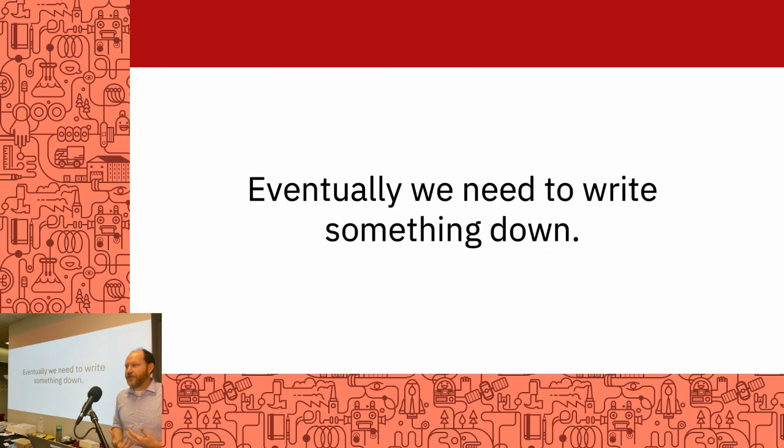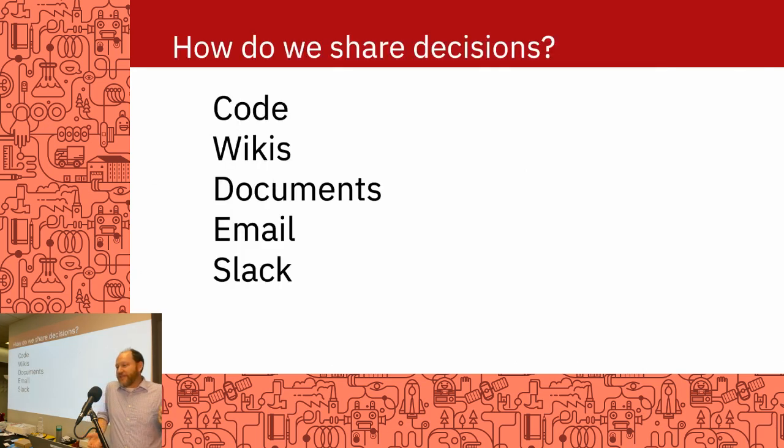With that in mind, eventually we do need to write something down, and that's really what the decision records technique is all about. There are lots of ways that we write stuff down. A really fantastic technique is to capture these design decisions in the code.